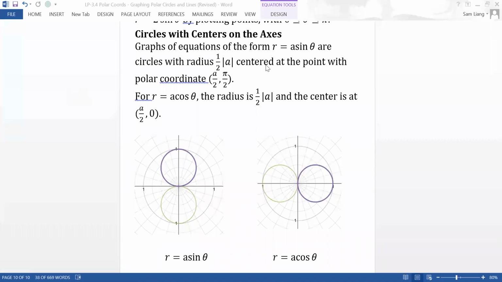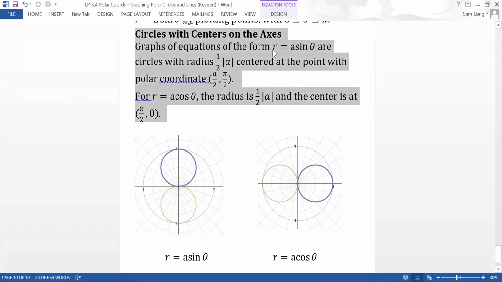So just to summarize, there's another type of circle that you'll see. The first type of graph we saw today was circles with center at the origin. That's really simple, like r equals 3, so the center would be the pole, and the radius is 3. Here, the centers could be on the vertical axis and the polar axis. As you see here, there's a purple circle, that's one example, and then there's a green circle, that's another example. That'll be r equals a sine theta, and here would be r equals a cosine theta.